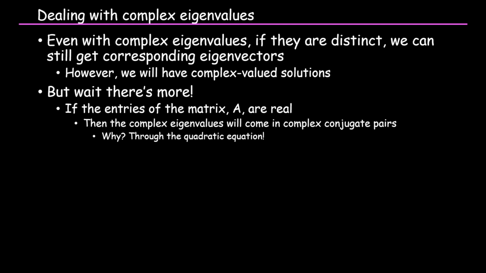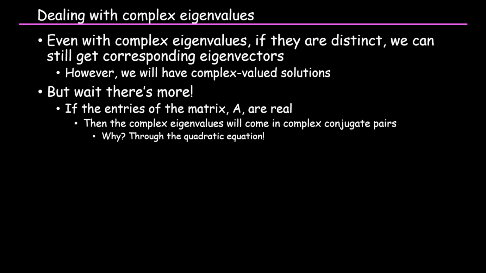And why is that? Why is this true? Well, it's through the quadratic equation. You remember the quadratic equation is equal to negative b plus or minus, which is where the conjugate comes from, the square root of b squared minus 4ac all over 2a. That plus or minus is where our complex conjugate comes from.